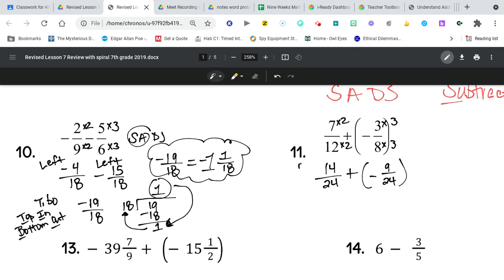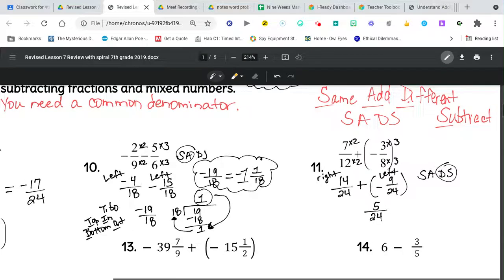Label direction. This is to the right. This is to the left. Plus negative is to the left. So they're not the same direction, they're different directions. So I'm going to subtract. So 14 minus 9 is 5, and keep your 24. Please don't ever, ever, ever add or subtract your common denominators. Once you find a common one, please leave it.